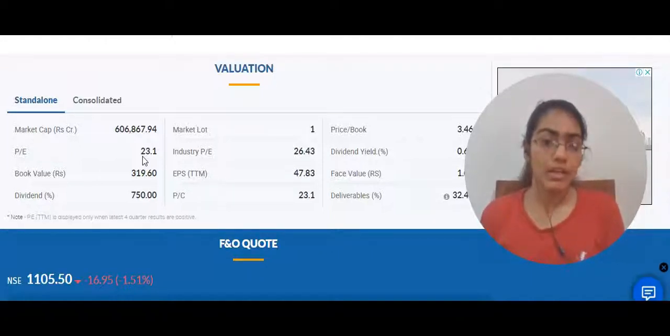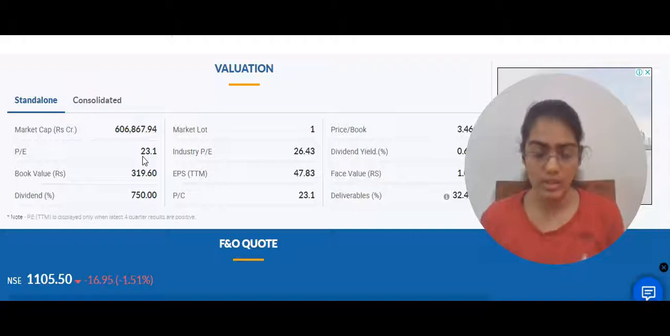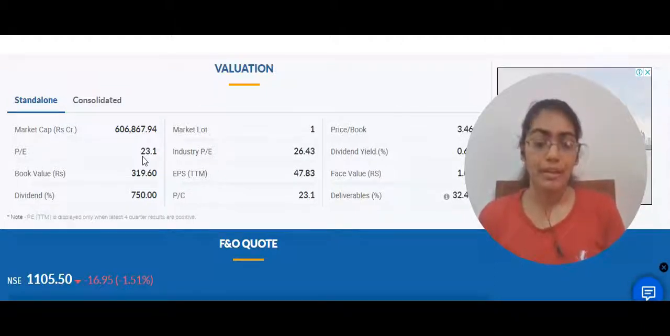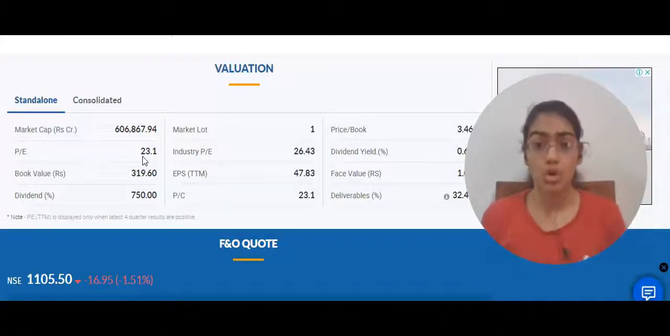But we cannot rely on this, just because it's cheaper, you go and buy it. No, that's wrong, totally wrong. And just because it's expensive, we do not buy it. That is also very wrong.